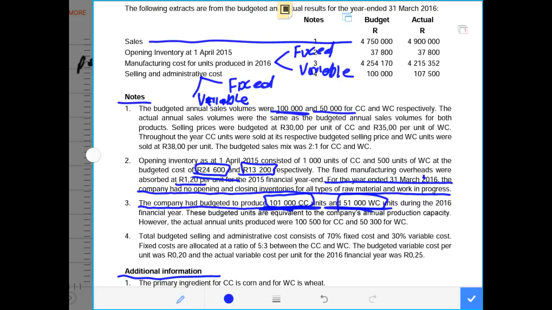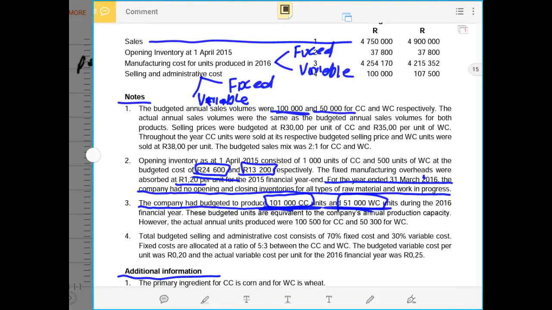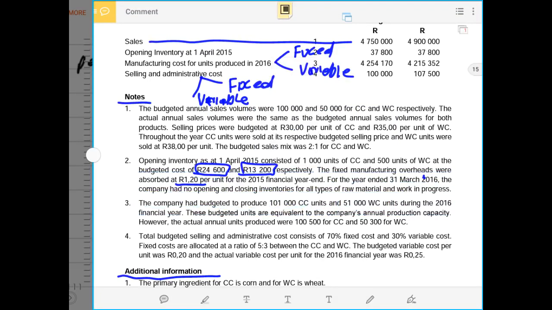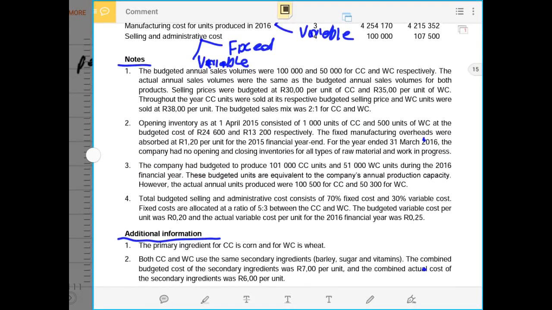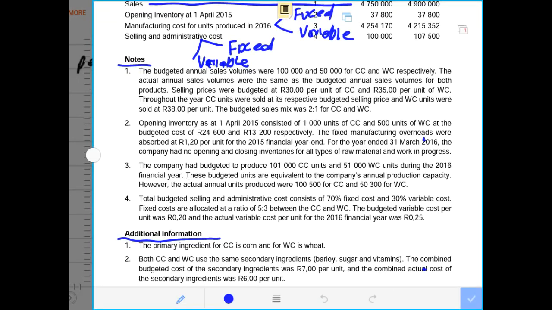So now I go according to this question. As I said, a question of this nature is normally not a very good question, because it can confuse a student who does not have a good strategy to attack the question. Then it says these budgeted units are equivalent to the company's annual production capacity. So now that means the company is producing at its full capacity.